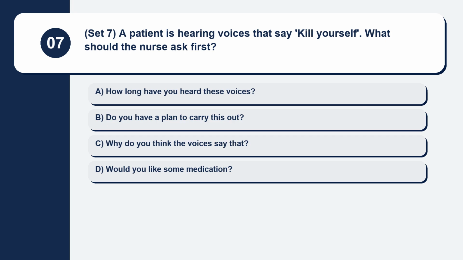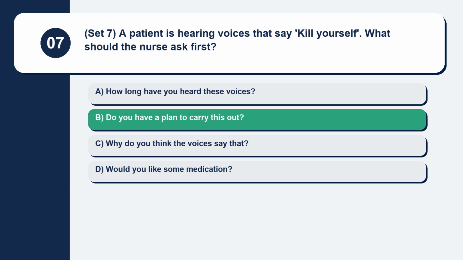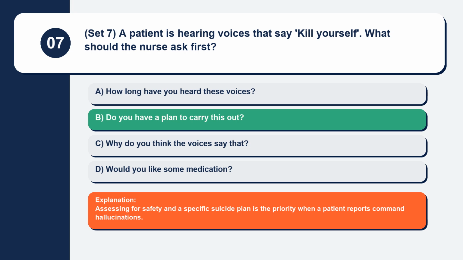Question 7. Set 7. A patient is hearing voices that say, "Kill yourself." What should the nurse ask first? How long have you heard these voices? Do you have a plan to carry this out? Why do you think the voices say that? Would you like some medication? Assessing for safety and a specific suicide plan is the priority when a patient reports command hallucinations.